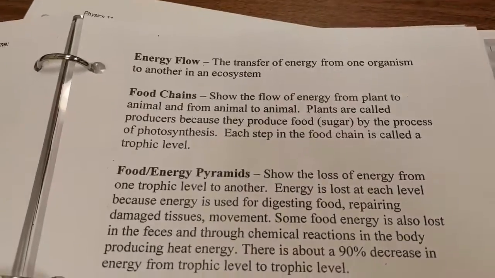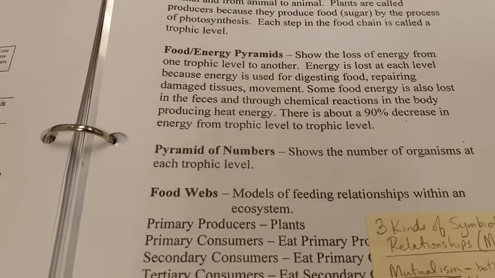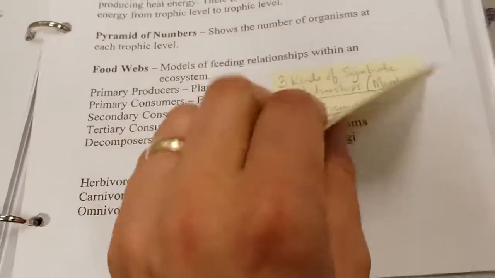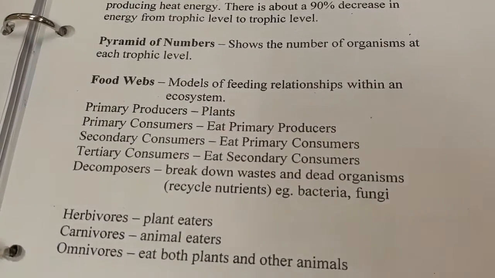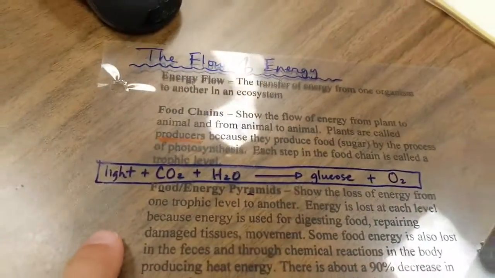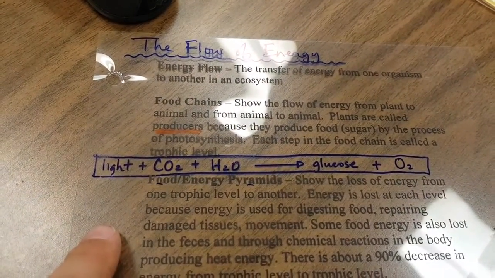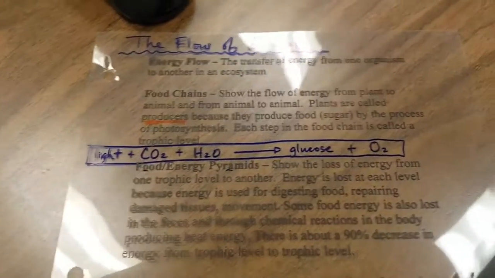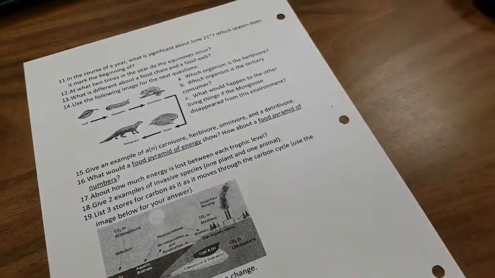Okay, now all these terms: energy flow, food chain, pyramids, pyramid of numbers, food webs, all these different phrases that we have in our notes. This is important. Okay, so I know that I already talked about this, but this is a flow of energy and the photosynthesis. And I don't have cellular respiration, but that's basically the reverse of photosynthesis. All right.